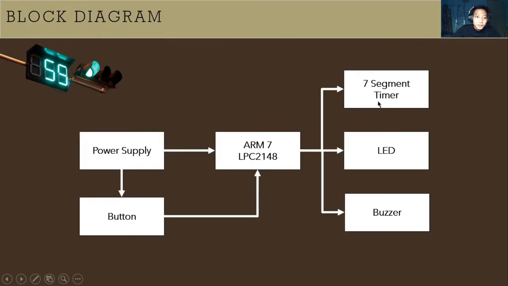So let's go to the block diagram. I'm using the ARM7 LPC2148 for the microcontroller, and this is for the input. As you can see, there is a power supply and there is a button here. The output here is for the 7 segment timer, LED, and also buzzer.